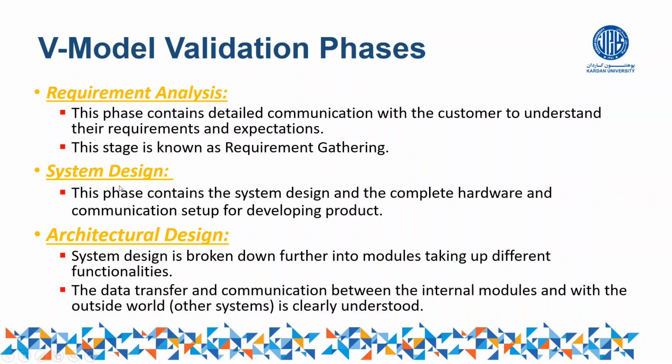Now once this phase is completed, the architectural design would be created. Architectural design of the software would be created. System design is broken down further into modules taking up different functionalities. As I told you, the software would be broken down into smaller subsystems, and then the data transfer and communication between the internal modules and with the outside world, other systems, is clearly understood.